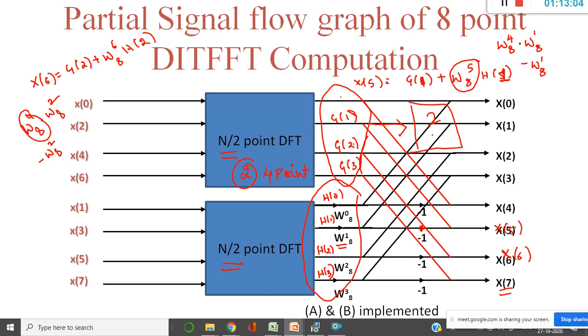Moving further, I will be applying 2-point DFT. That's it. So if possible, try to make a derivation by splitting g of k into odd and even and h of k into odd and even. So here we'll end the class.